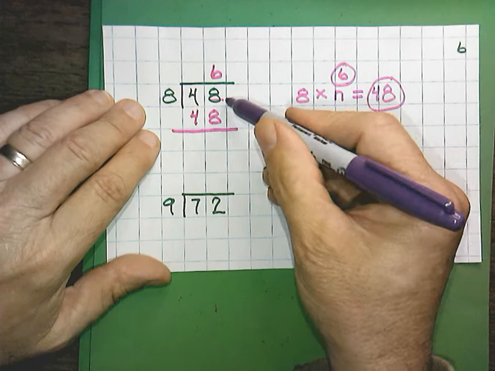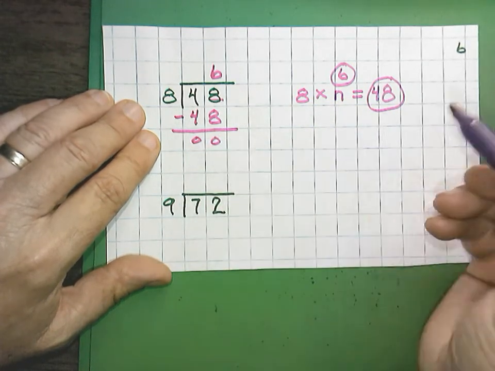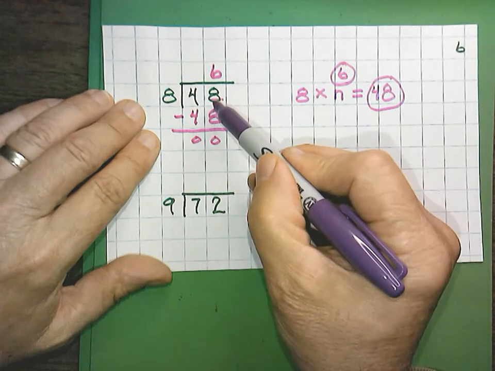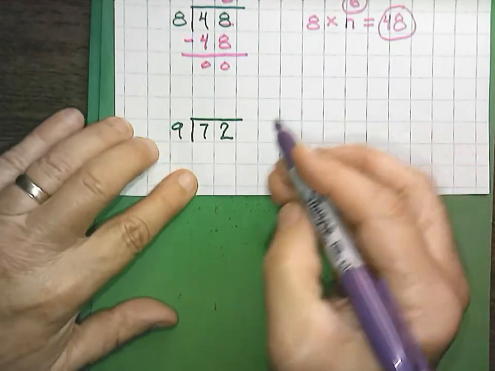And in math, we can just subtract to find the difference. And in this case, there is no difference. So 48 divided by 8 is equal to 6. Okay, I'm going to speed it up just a bit.